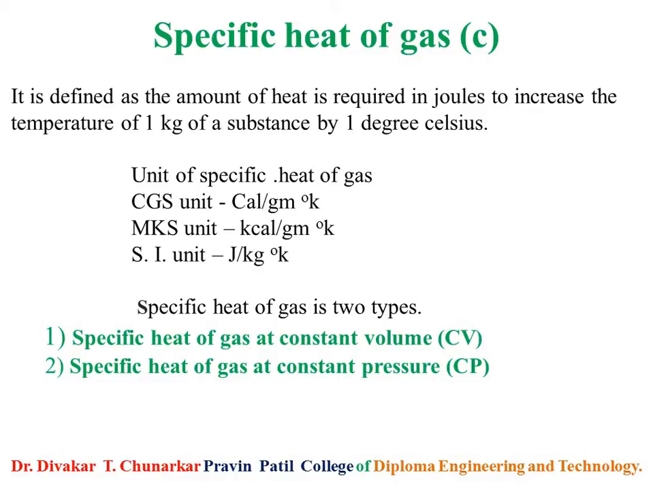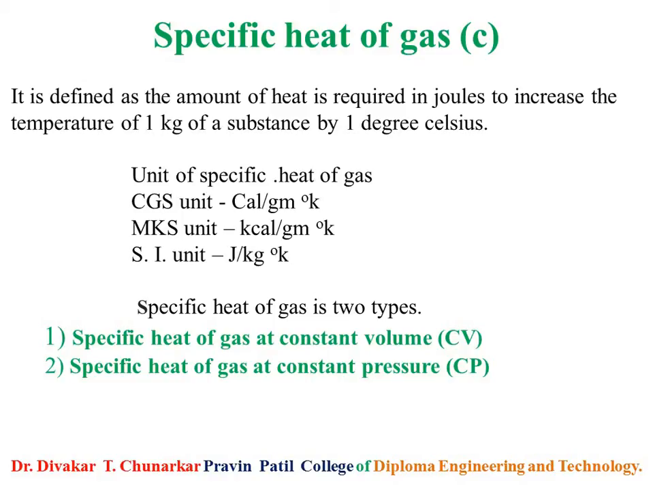Again I repeat the definition of specific heat: the amount of heat required in joule to increase the temperature of 1 kg of substance by 1 degree Celsius. The unit is calorie per gram degree Kelvin in CGS, kilocalorie per gram degree Kelvin in MKS, and joule per kg degree Kelvin in SI.